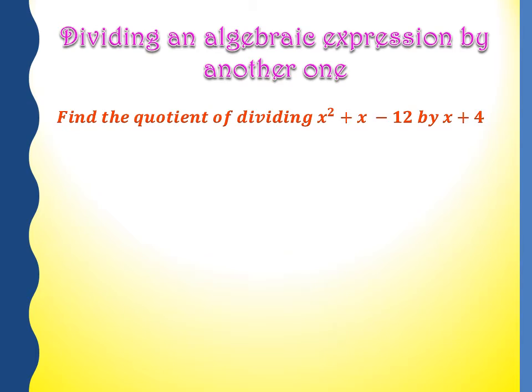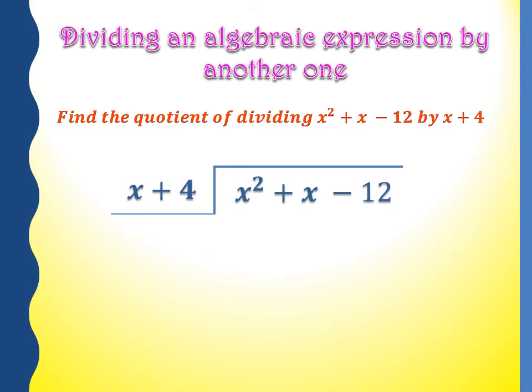What about dividing two algebraic expressions by each other? In this example, I need to divide this trinomial x squared plus x minus 12 by this binomial x plus 4. Start by drawing the step of the division and put the dividend and the divisor in their normal places. Let's revise the steps of long division, which is divide, multiply, subtract, bring down, repeat. Divide, multiply, subtract, bring down, and after that repeat again.